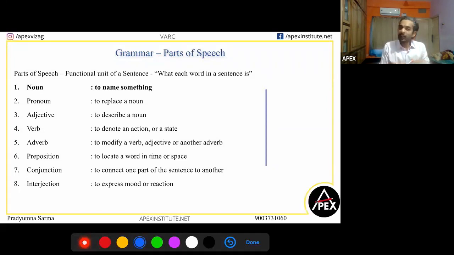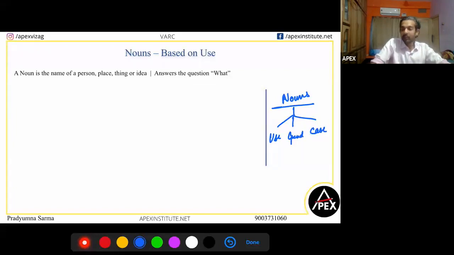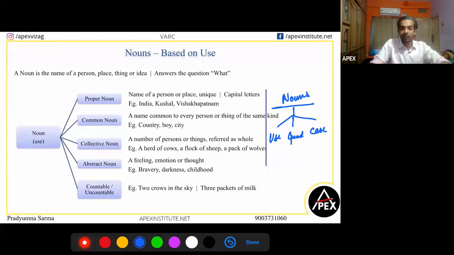Okay, so like that, if I'm giving a name to anything, all right, that becomes a noun. Now your nouns are divided into three different parts. Okay, it's based on use, based on gender, and based on the case. All right, so let me quickly explain each one of them to you. Based on the use, that means based on the functionality of the name.